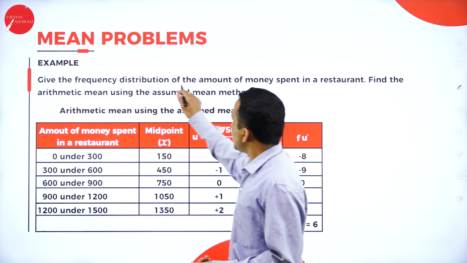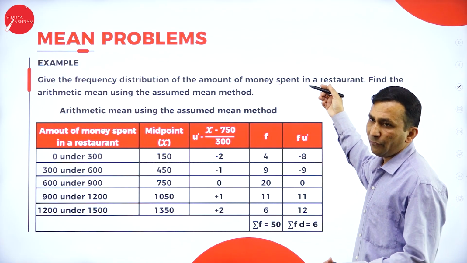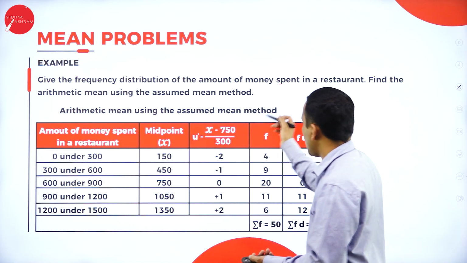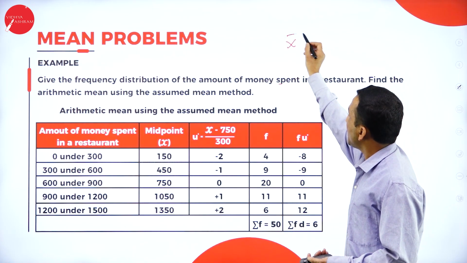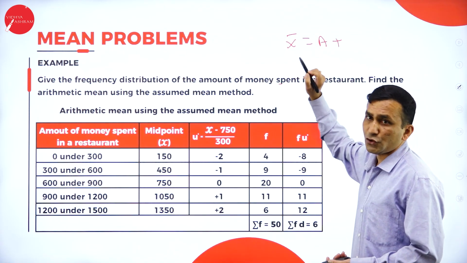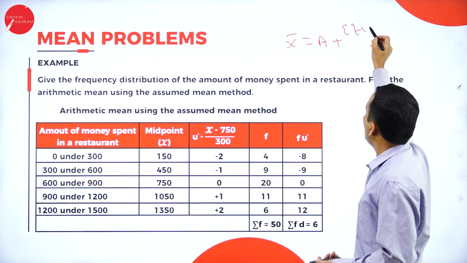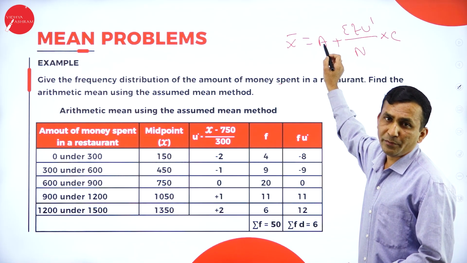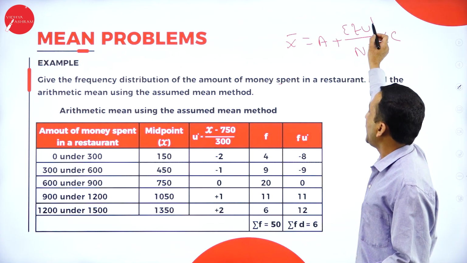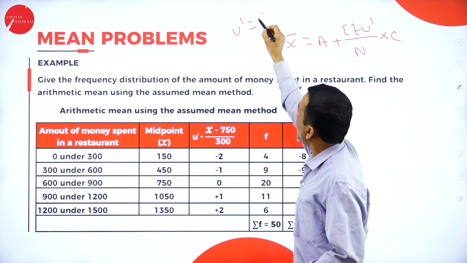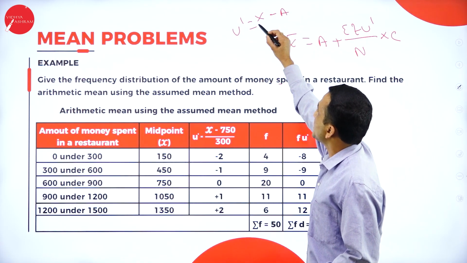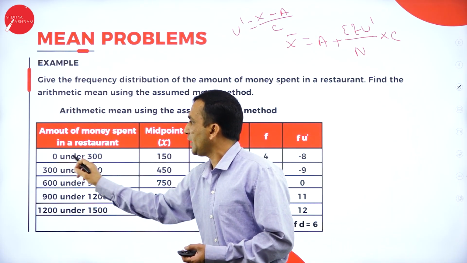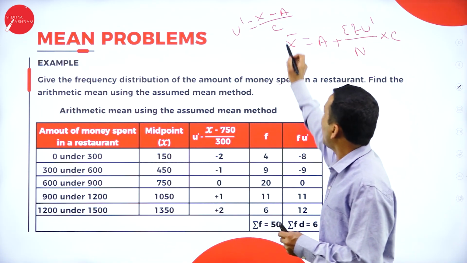So, the given frequency distribution for the amount spent, the problem we did with the direct method, now we'll try with the step deviation method. Once again I'm writing the formula: x bar is equal to A, the assumed mean, plus sigma fu dash divided by capital N, into class width. And u dash is equal to the x series minus the assumed mean, divided by C, the class interval. Each class has an equal distance, so we apply C.